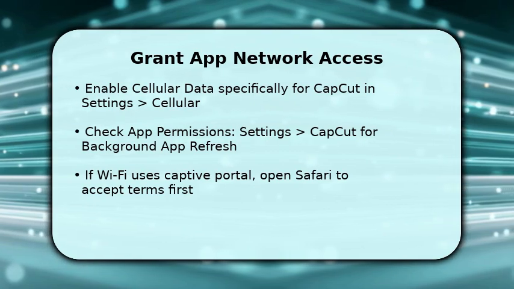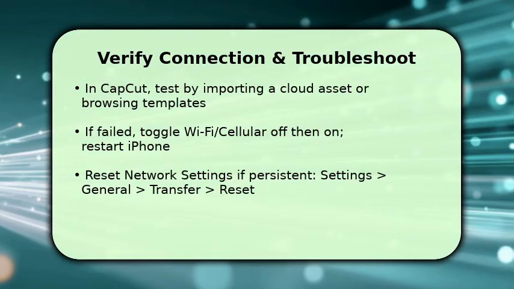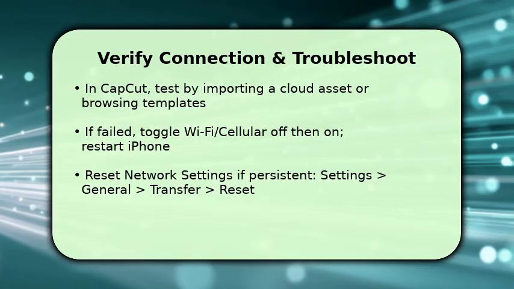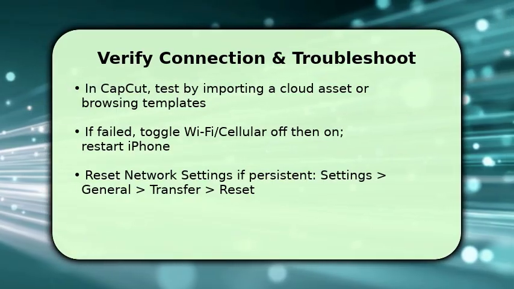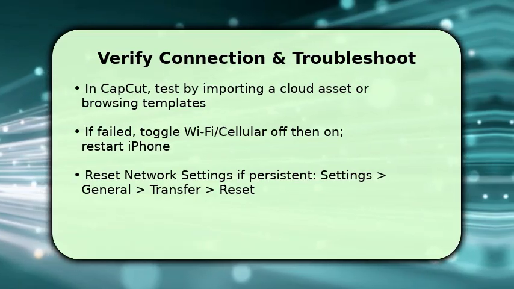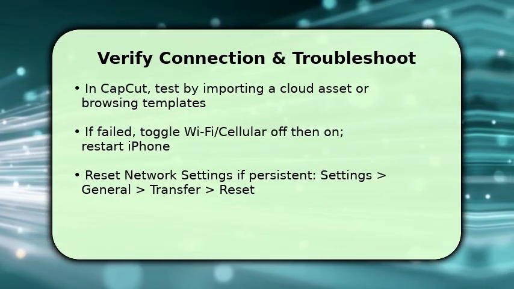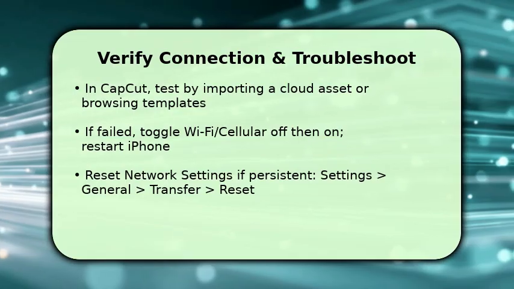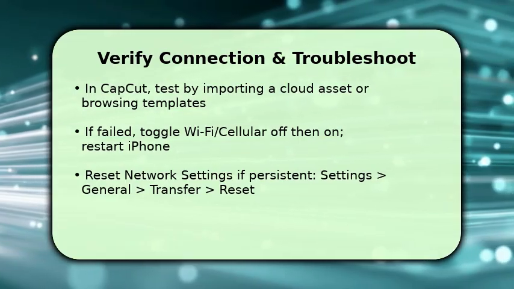Finish by testing connectivity inside CapCut. Try importing a cloud asset or previewing online templates to confirm downloads start. If nothing loads, toggle Wi-Fi or cellular off and on, then relaunch the app. That often clears transient DNS or routing issues.